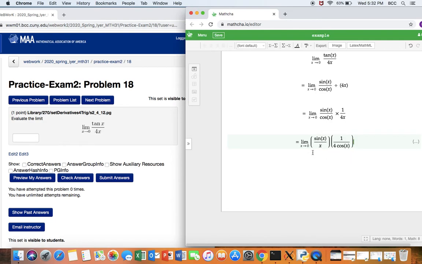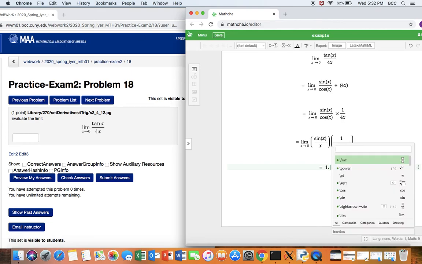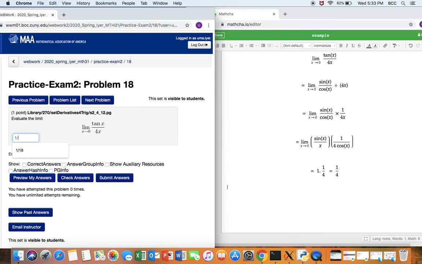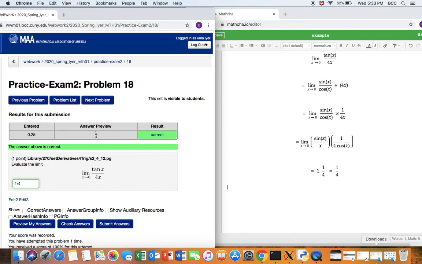Now I'm taking the limit. As x approaches 0, the limit of sine x over x is something you should know in the middle of the night. This quantity is 1. So that is equal to the first quantity, 1, times the second quantity, a fraction. Upstairs is 1, downstairs is 4 times cosine of 0. What is cosine of 0? It's 1. So 1 over 4. That's it. 1 times anything is itself. So it's the fraction 1 over 4. Let's write that down. 1 over 4. Check. You're done. See you until the next problem.